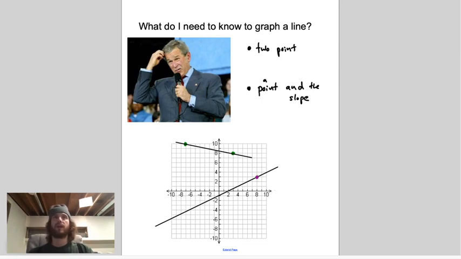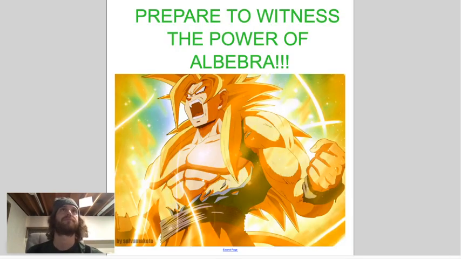So you can either have 2 points to graph a line, or you could have a point and a slope, and that's enough information to graph one line. It turns out to be the same algebraically, and I'm going to show you how to do that without using a graph. And you can basically always get a perfect and correct answer. So ladies and gentlemen, prepare to witness the power of algebra.